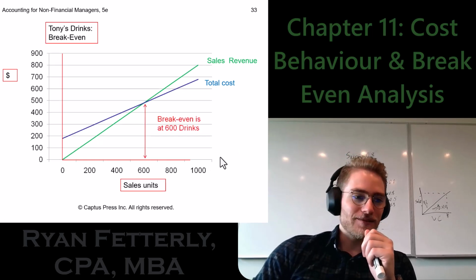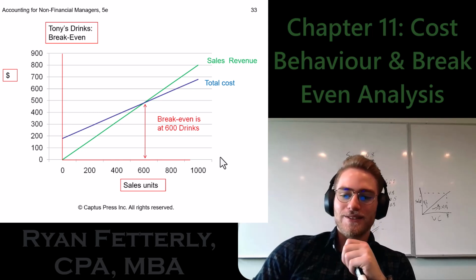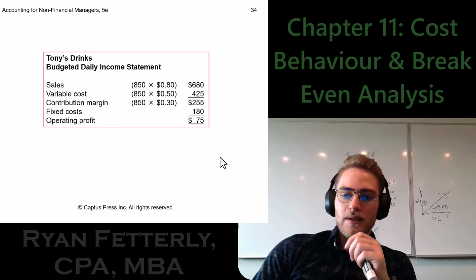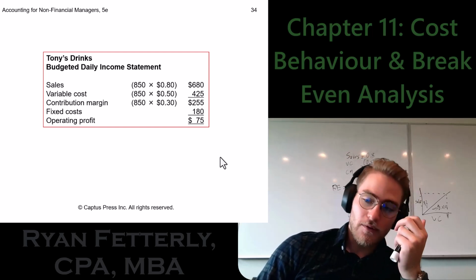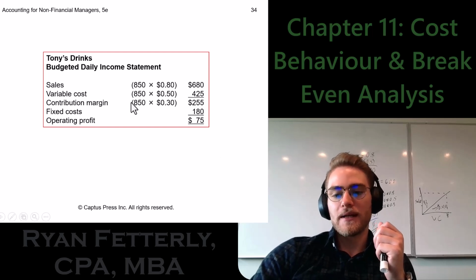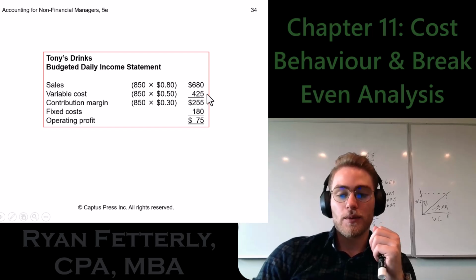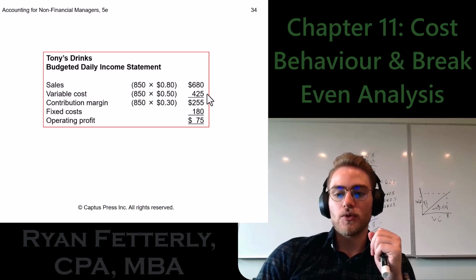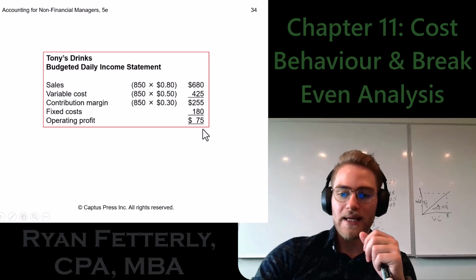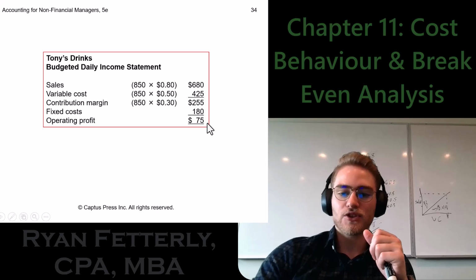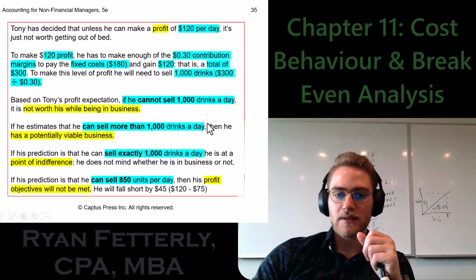And I should have just talked as this went along. But yeah, so this is your break even at 600. So if we were to sell 850 units, we would go 850 times 80 cents. This would be $680 in sales. Our variable cost would be 850 units times 50 cents per unit, $425 in variable costs. So our contribution margin would be $255 overall. Our fixed cost would remain stable at 180, because it doesn't change with the level of sales. So our operating profit would be 75 bucks.